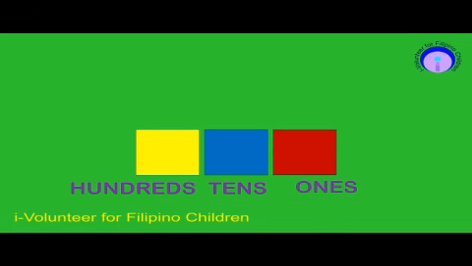As a summary, for a 3-digit number, there is a place, and each place there is a value. I hope you learned something today on place values.